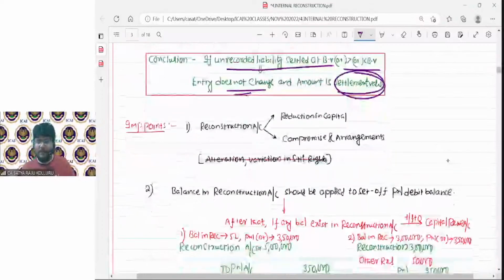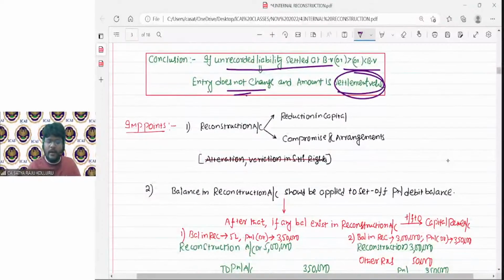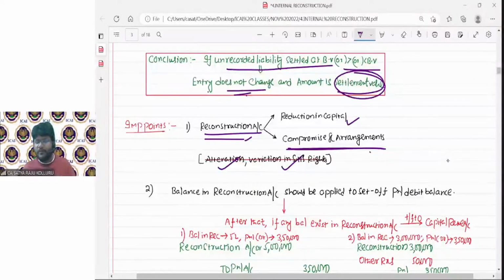So, certain important points. Sir, in alteration of share capital and variation of shareholders' rights, there is no involvement of the reconstruction account. We saw that in alteration of share capital, increase in authorized share capital and conversions will only happen. In variation of shareholders' rights, the dividend rights or the voting rights will only change. It doesn't involve any reconstruction account. But in reduction of capital and compromise and arrangement, there is an involvement of the reconstruction account. That is one observation we've seen.